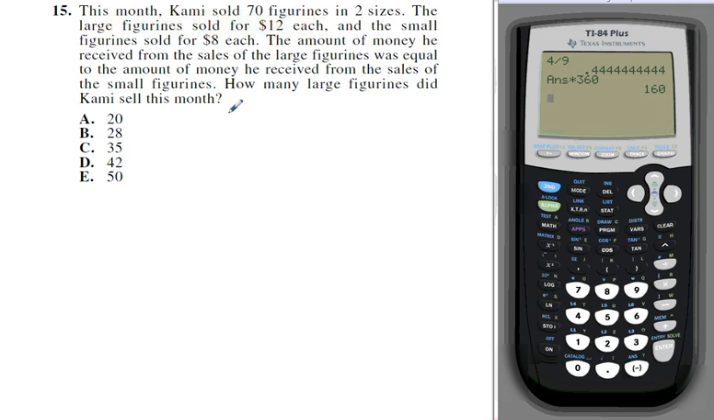Alright, so this is one of those questions that I would most likely skip and come back to later because it involves systems of equations, and those tend to take a little bit more time just because they have more parts to them. So let's go ahead and break this down though and see what happens. We've got 70 figurines in 2 sizes, so that means I'm going to have x be my small figurines. I'm going to let y be the large figurines.